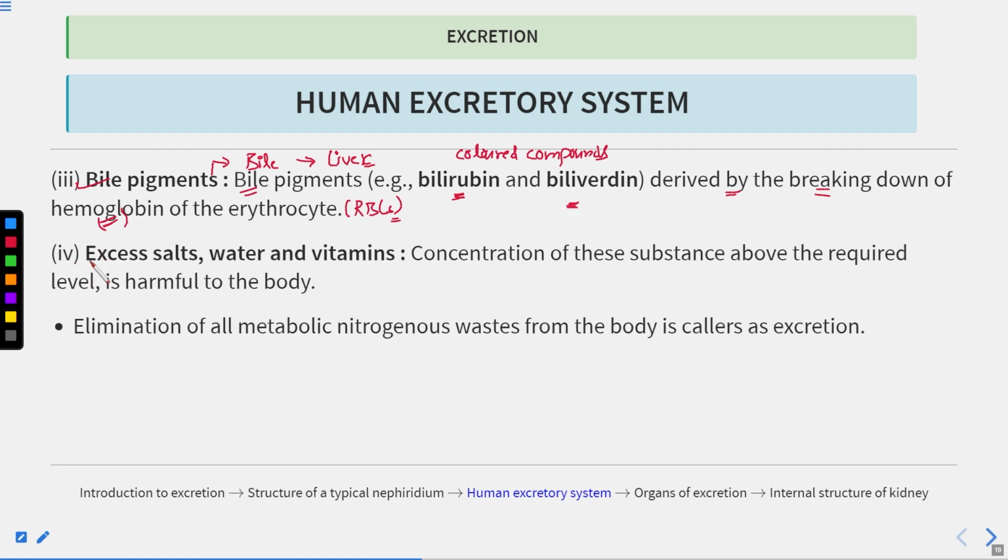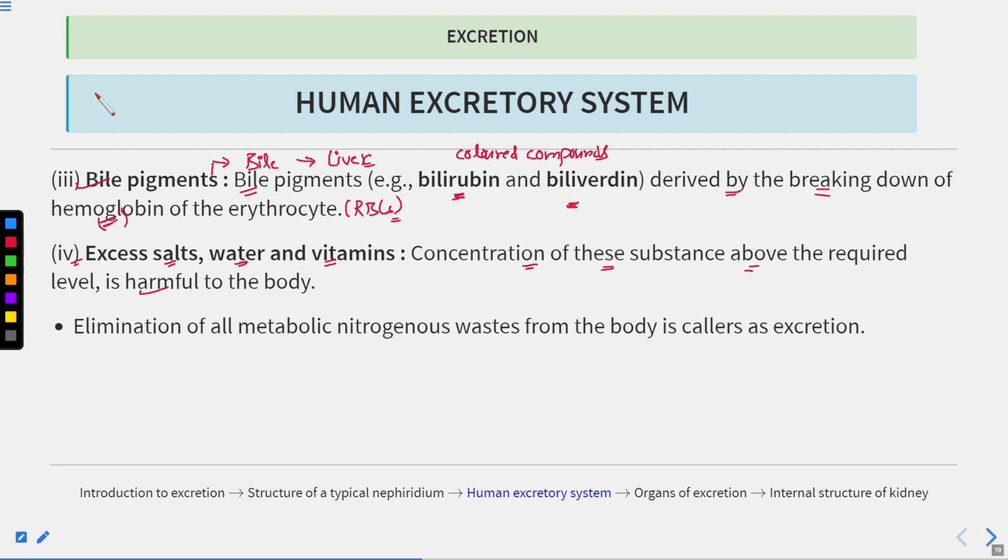Now, let's talk about the other waste products. So some excess salts, water and vitamins. So these also have to be eliminated out of the body. The body doesn't need this excess water and salts and vitamins, and they have to be eliminated out of the body. Now the concentration of these substances above the required level is harmful.